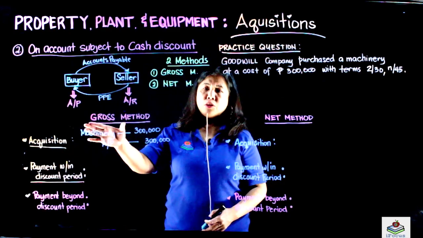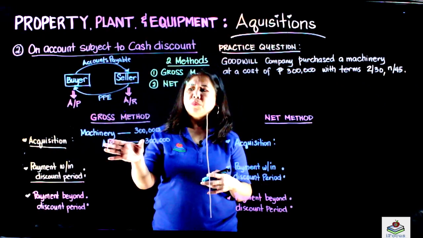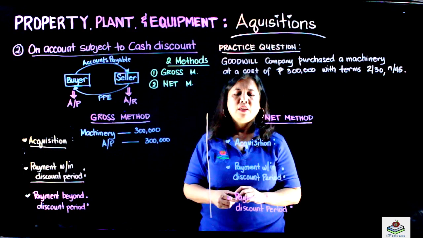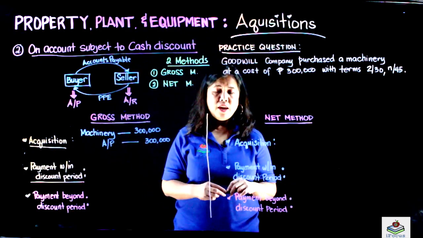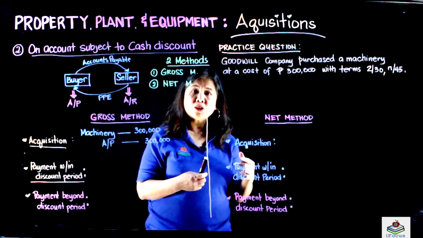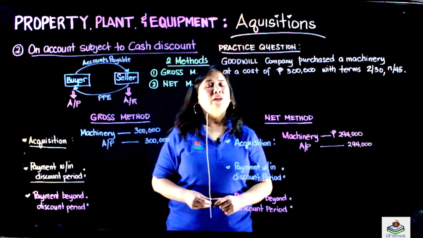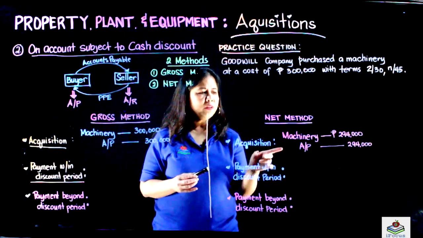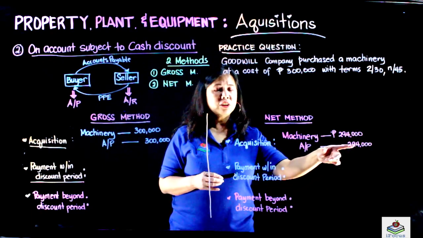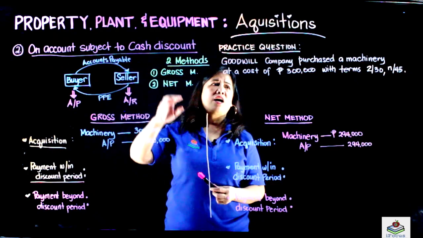Dahil gross method, yung buong amount ng purchase price natin, yan ang i-debit natin sa machinery and i-credit natin sa accounts payable. On the other hand, ang net method naman is we debit the machinery and we credit the accounts payable. But this time, it's gonna be the net of the cash discount. So yan ang magiging entry natin using the net method. Debit to machinery of 294,000 and credit to accounts payable of 294,000. Bakit 294,000? Inalista natin ang ating cash discount na 2%.